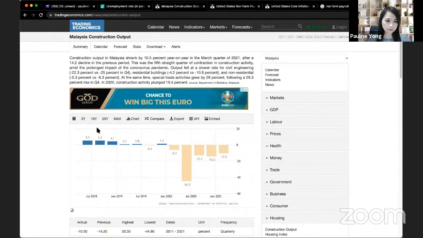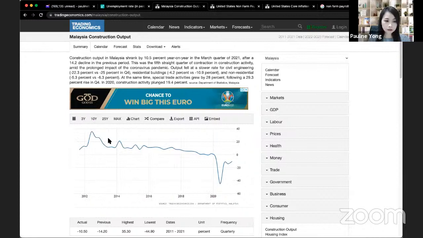If we look at the 10-year time, these were the times whereby we had a property market boom, 2013 and 2014. There was a shoot-up in terms of construction output in Malaysia. After that, you can see that this declined and came into negative territory. That means the construction sector is contracting. That is an indication showing that our economy is contracting. That means it's in a recession.